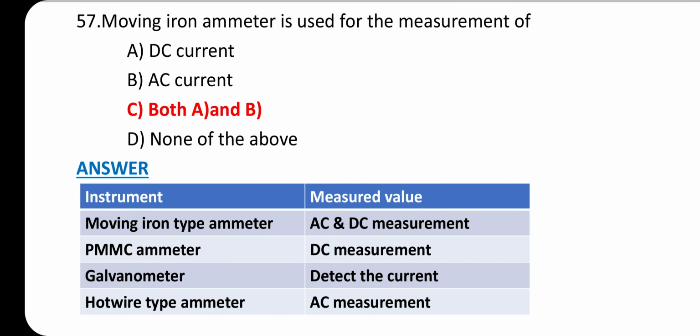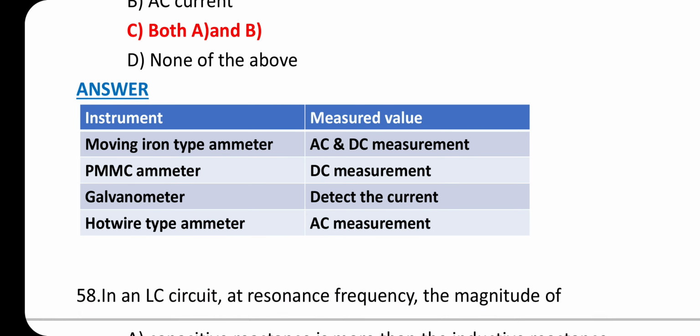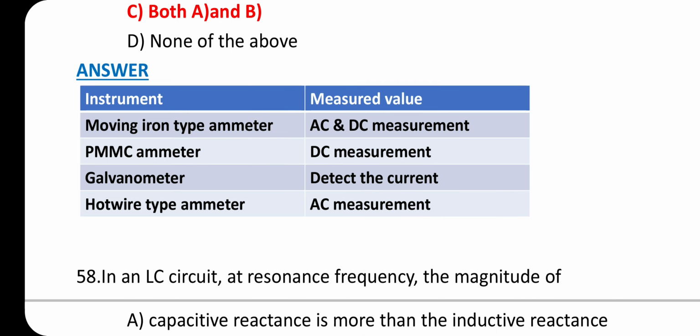57. Moving iron ammeter is used for the measurement of, answer is option C, both A and B, that is DC current and AC current. Note, moving iron type ammeter can be used for measurement of AC and DC. PMMC ammeter is used for DC measurement. Galvanometer is used for detection of current. Hot wire type ammeter is used for AC measurement.